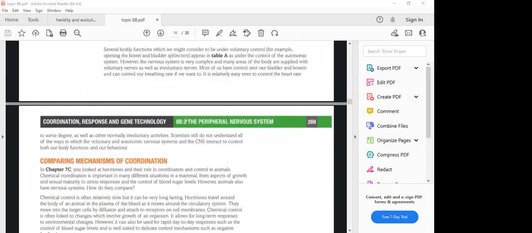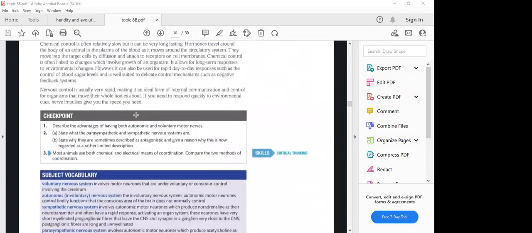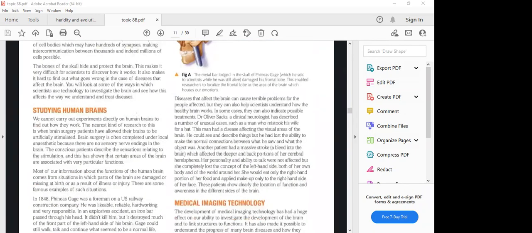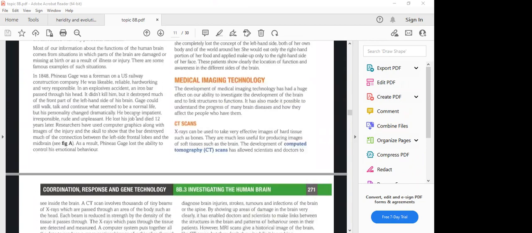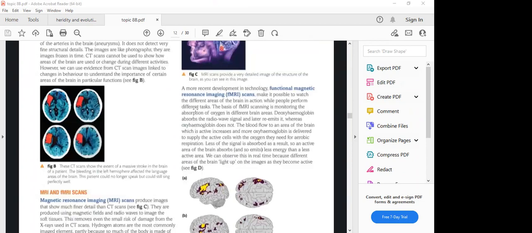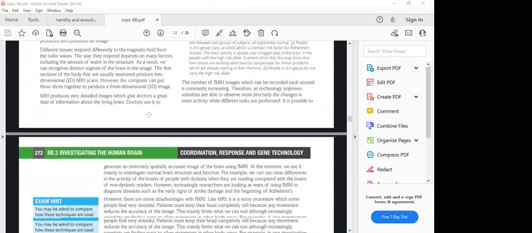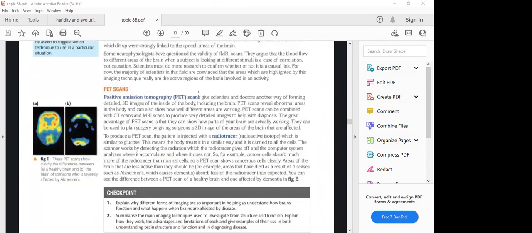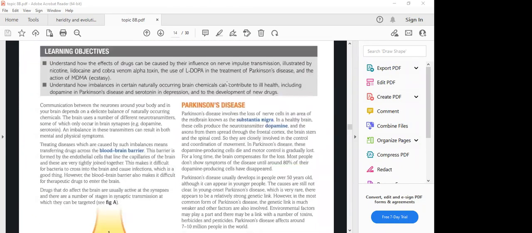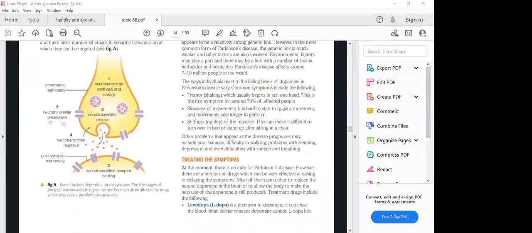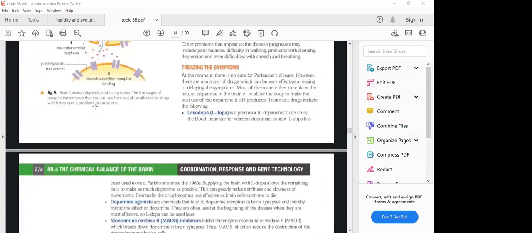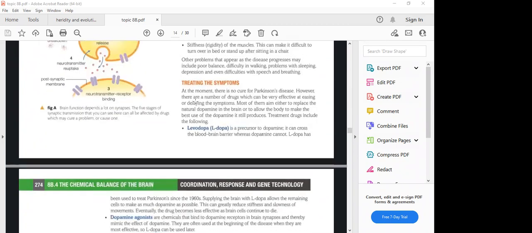Autonomic nervous system, non-autonomic nervous system. Now, CT scan, this is something. How the CT scan is done, right? We'll study from here only, MRI and CT scan. Then PET scan, this tomography. Parkinson disease, that is a disease. This mechanism, how does it work? We have already understood how the neurotransmitter work.